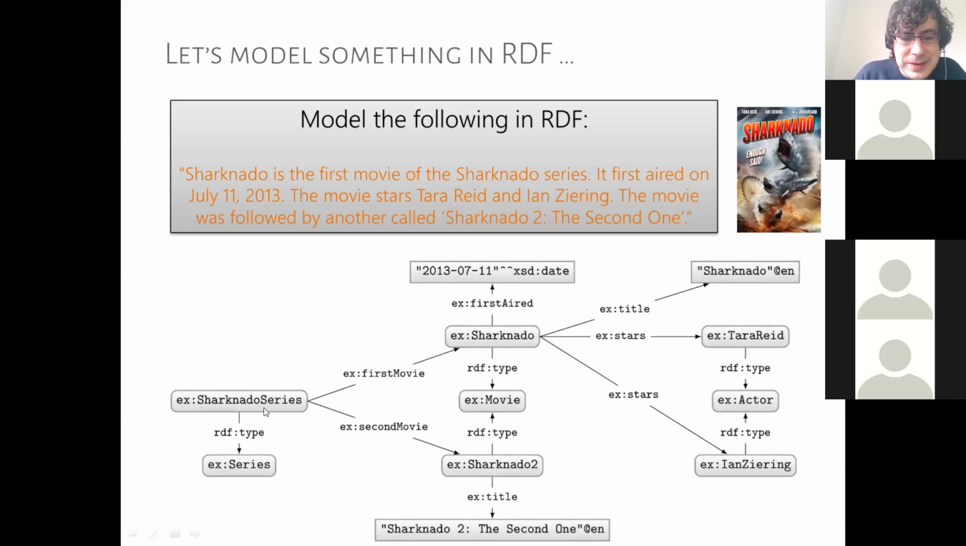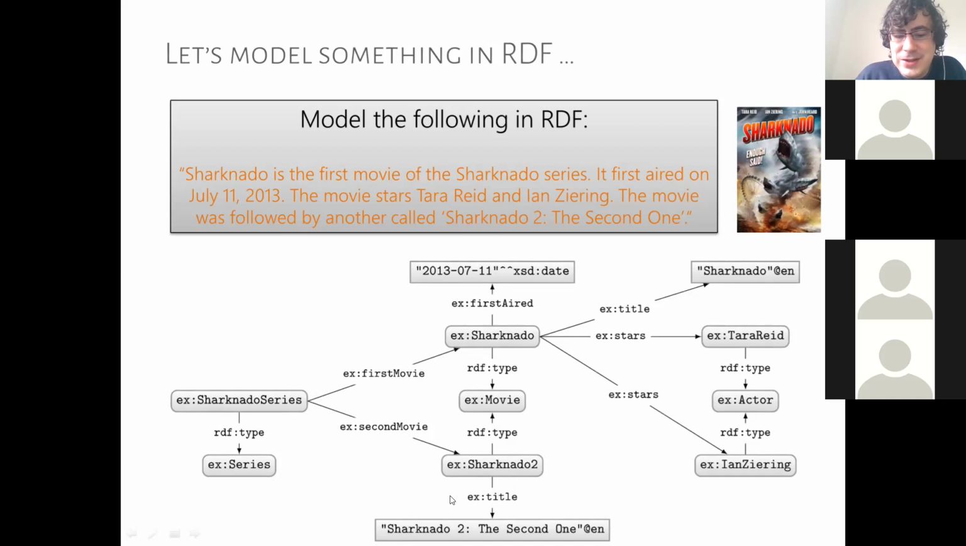So we have Sharknado series. First thing is we know it's of type series, so we need to make that explicit. And then we have a first movie called Sharknado, and we have a second movie, which we identify as Sharknado 2. We give the name Sharknado 2, the second one. So here, this is the string, which is the name of the movie, and this represents the actual movie.